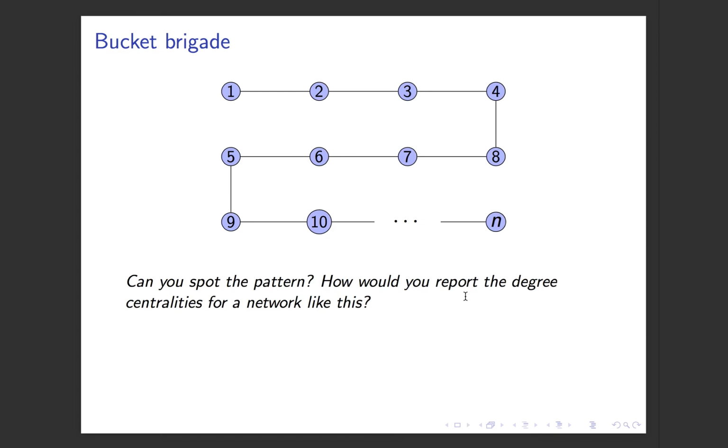Here's a challenge problem. Remember our bucket brigade network. In this case, if we have a bucket brigade with n nodes, how can we figure out what the degree centrality is going to be? Is there a nice concise way of describing the degree centrality for this particular network? Can you spot a pattern? How would you report the degree centralities for a network like this?